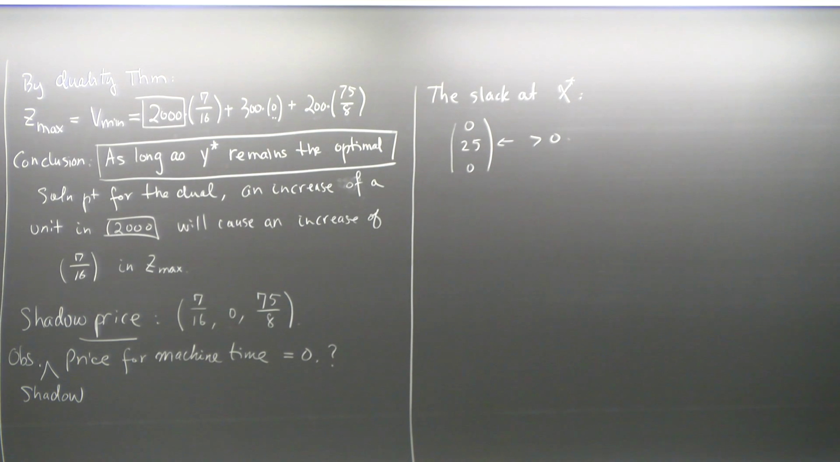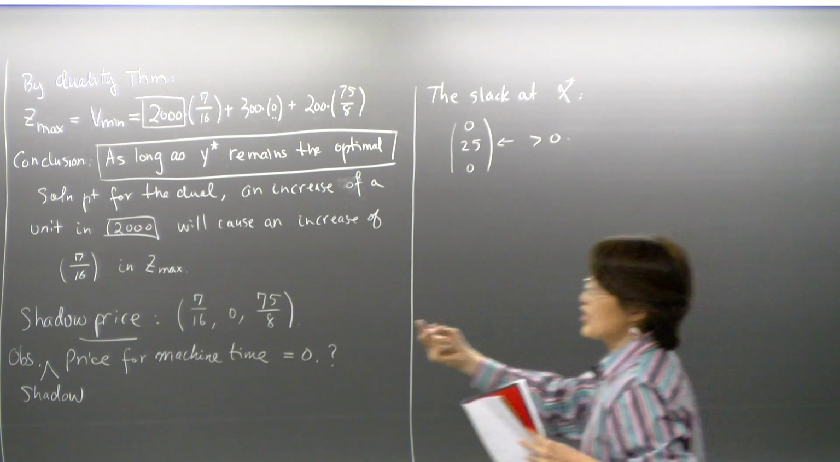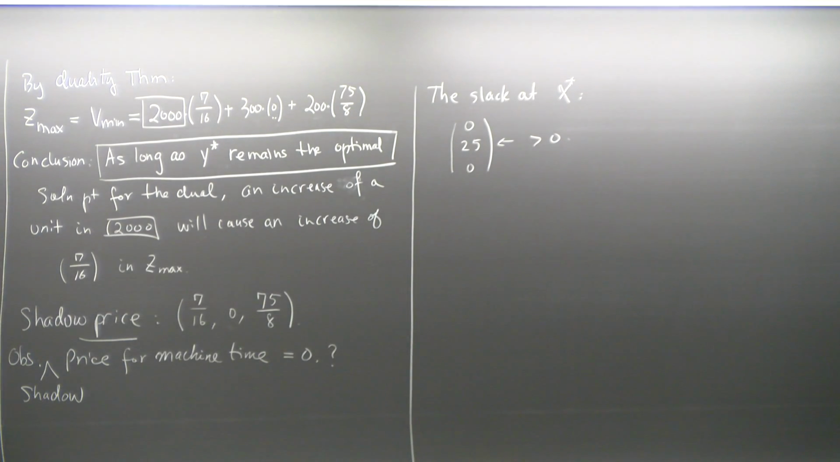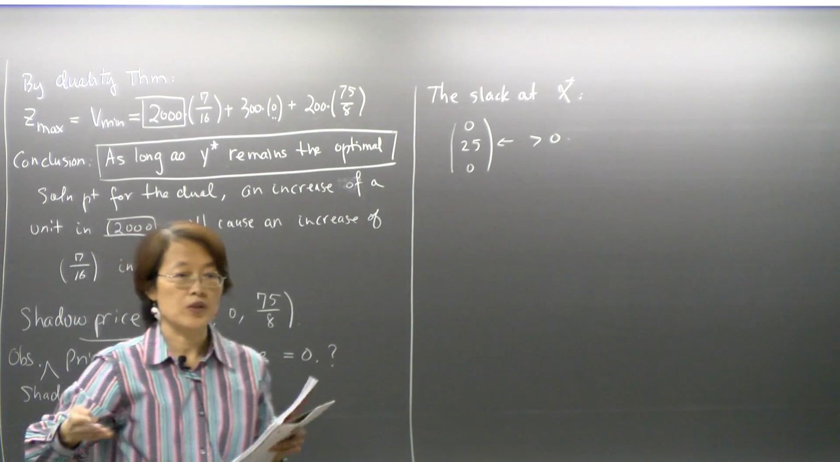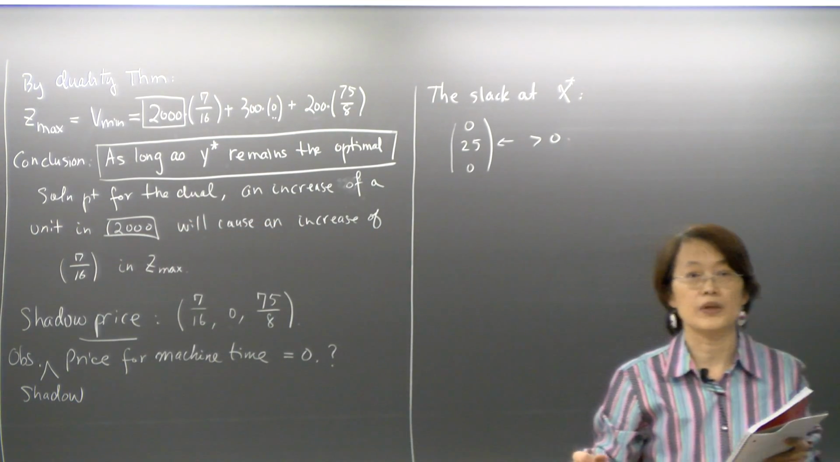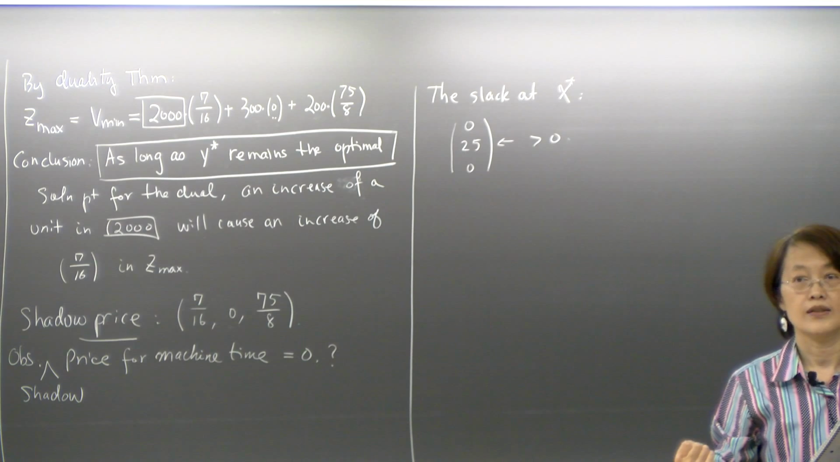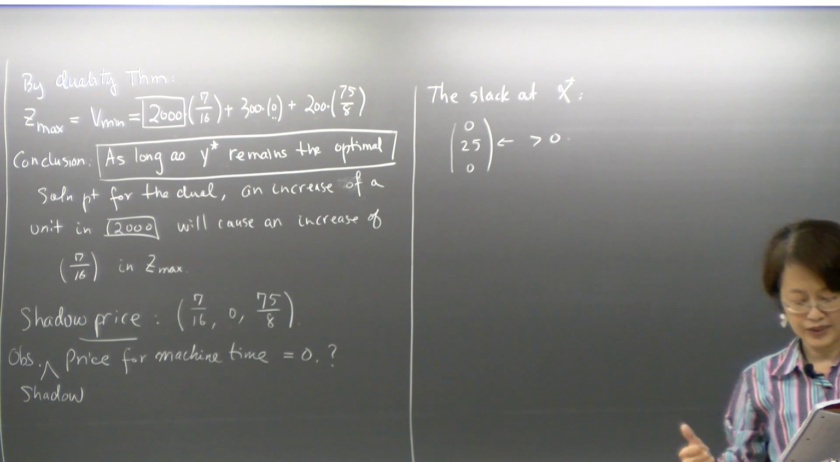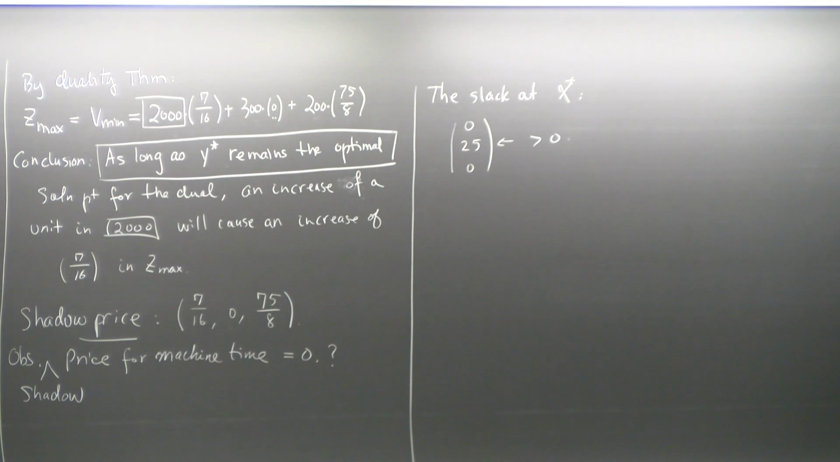So if you change the requirement, I change this 300, let's say I have 400 hours of machine for me. It doesn't matter because I'm going to use only 250 anyway, so it won't change my price. Does that make sense? Okay, so just making these connections here.